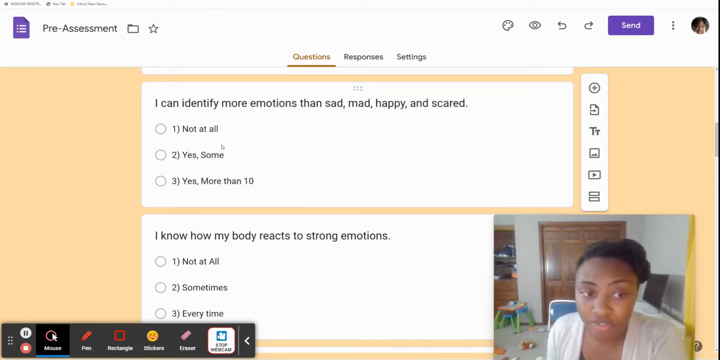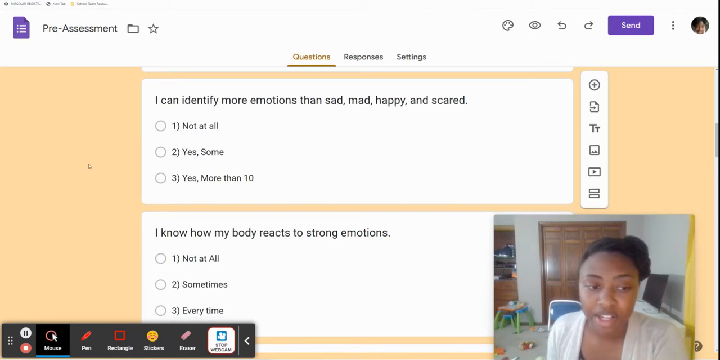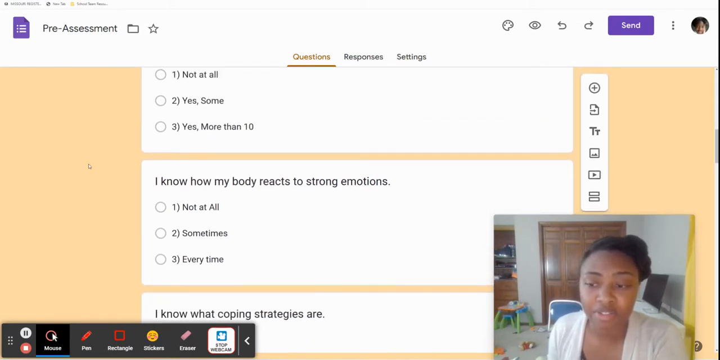Not at all. Yes, some. Yes, more than 10. So, I'm quantifying that so they know what bridge I'm looking for. And then down here on the second question, that's still related to the other objective that I had: I know how my body reacts to strong emotions. Not at all, sometimes, every time.